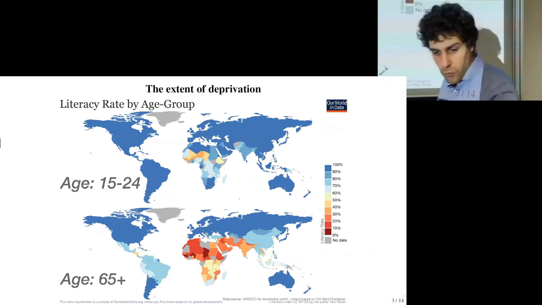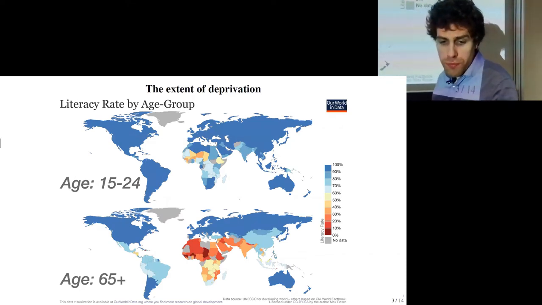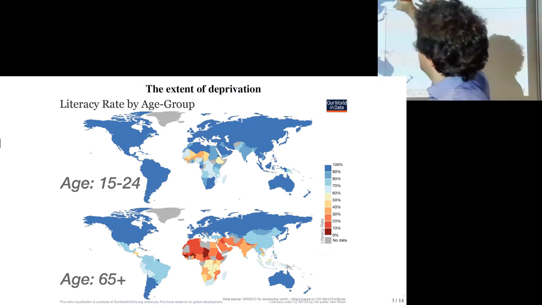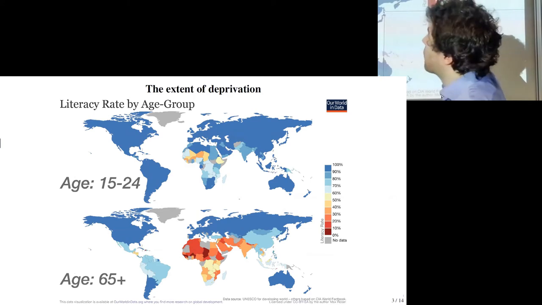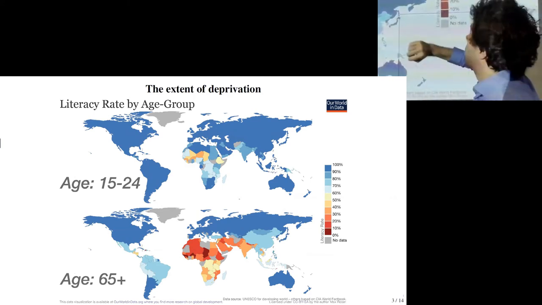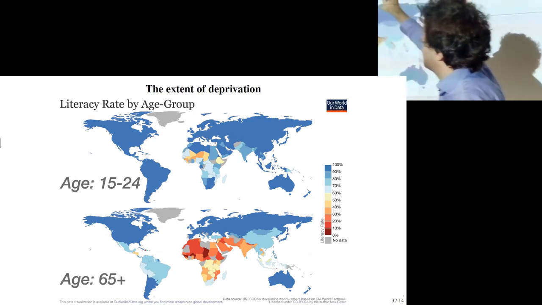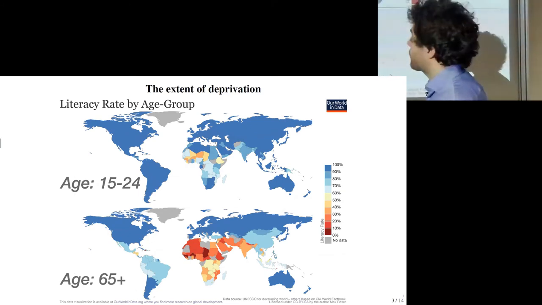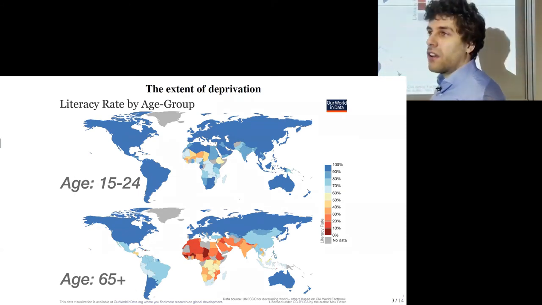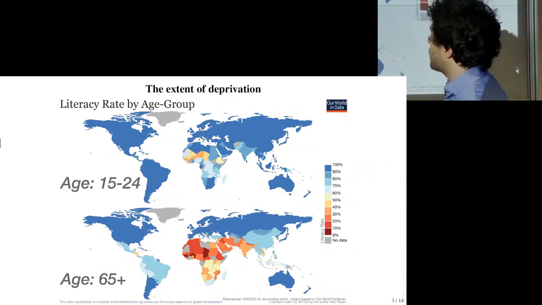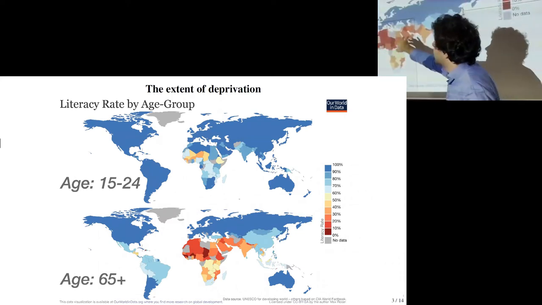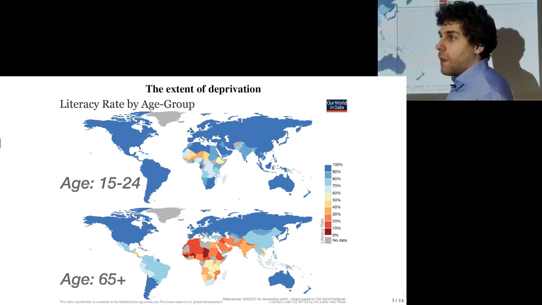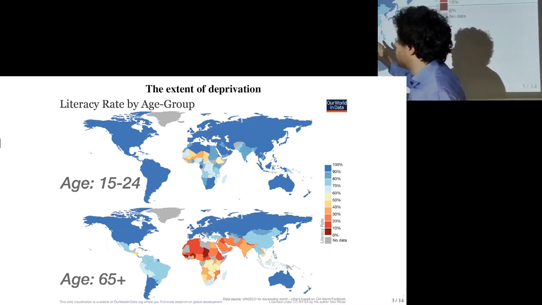This is the literacy rate by age group. Teenagers are almost all literate in all of the world, except sub-Saharan Africa, where there are just a bunch of countries where the literacy rate is below 60%. And there is a stark generational divide. In many countries, in the Middle East, in India, in North Africa, the young people can read and write, but not their grandparents.